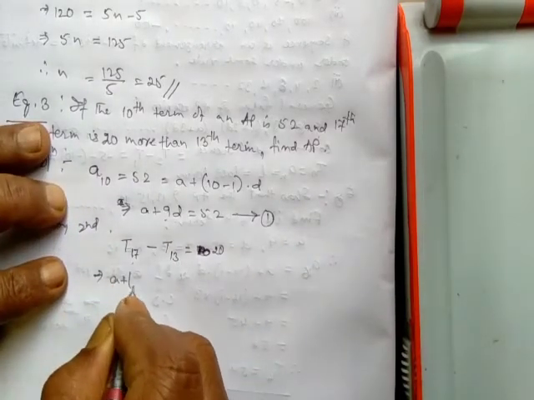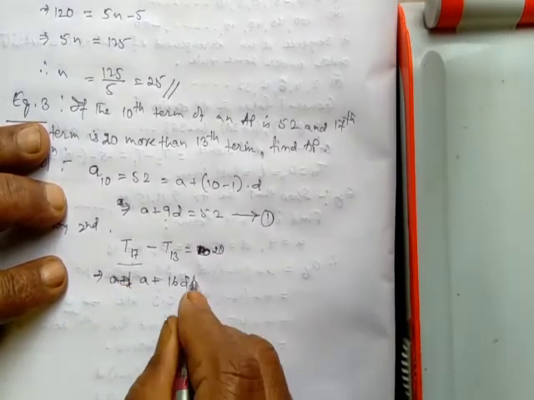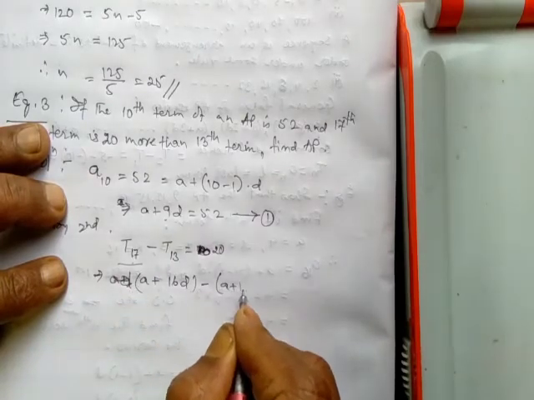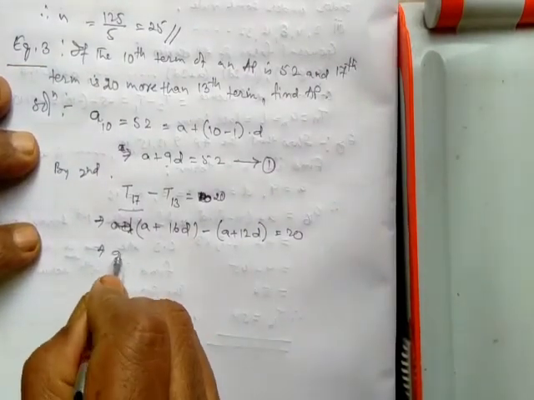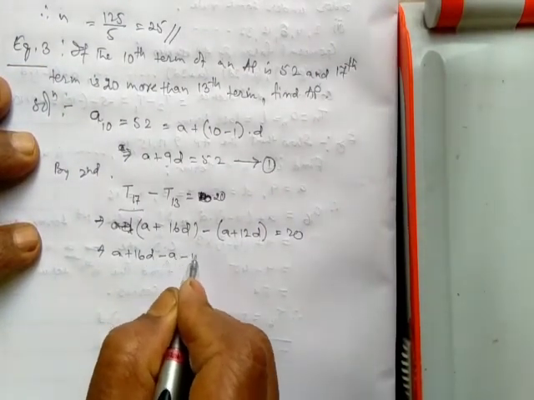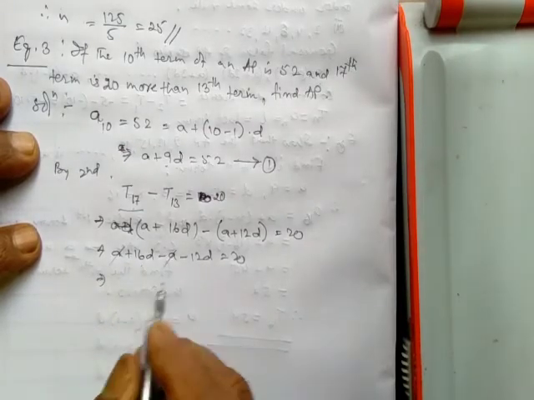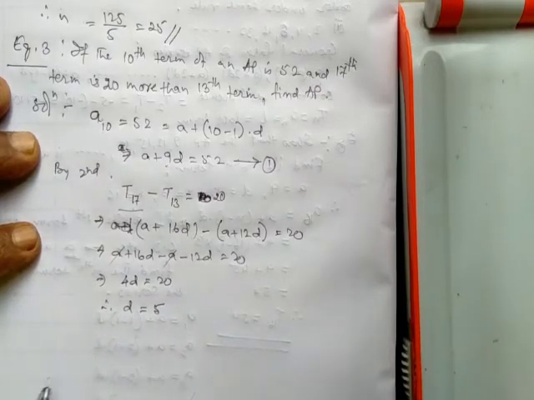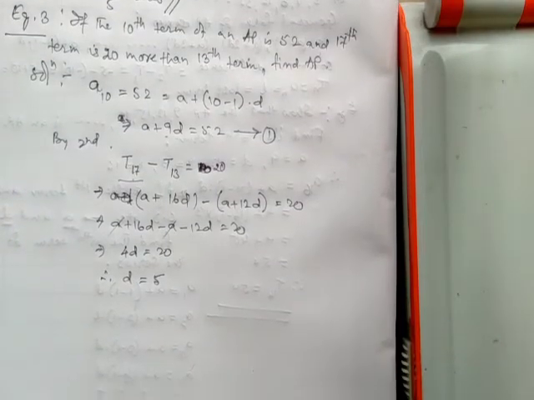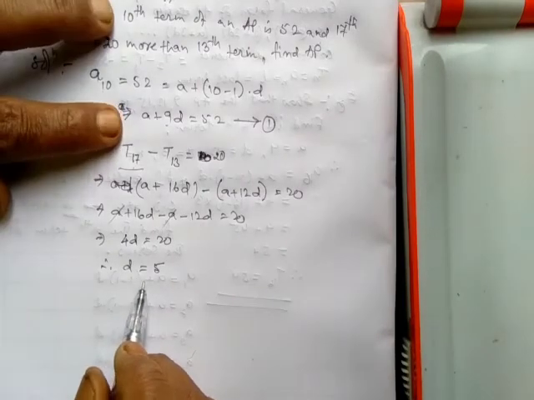This implies (a plus 16d) minus (a plus 12d) is equal to 20. This implies a plus 16d minus a minus 12d is equal to 20. These two cancel. 16 minus 12, 4d is equal to 20. Therefore d is 5. So the common difference is 5.